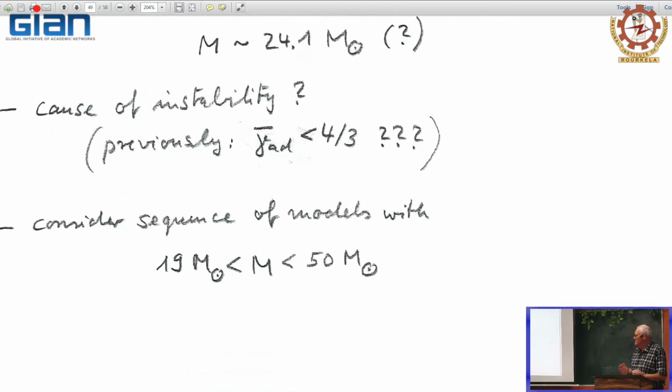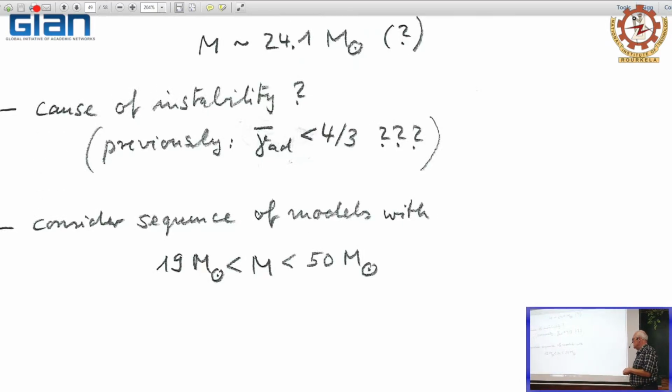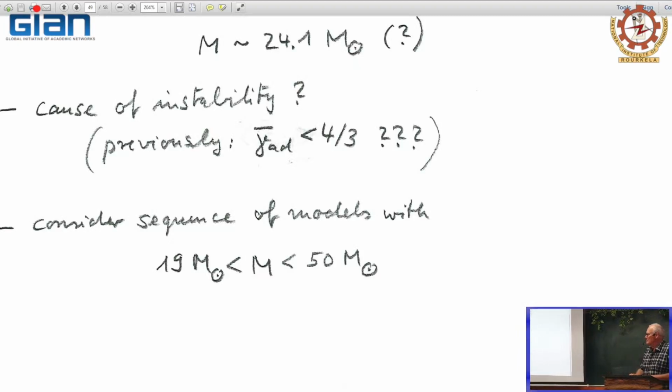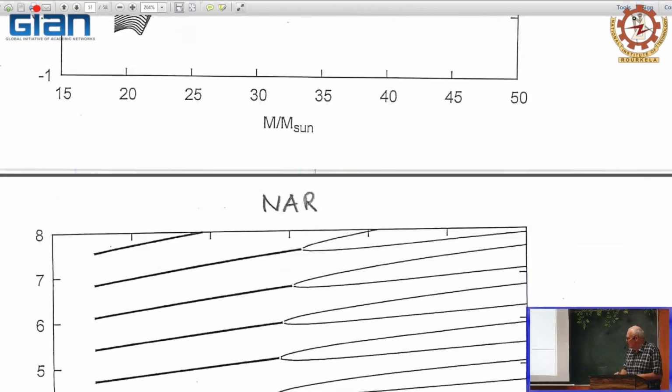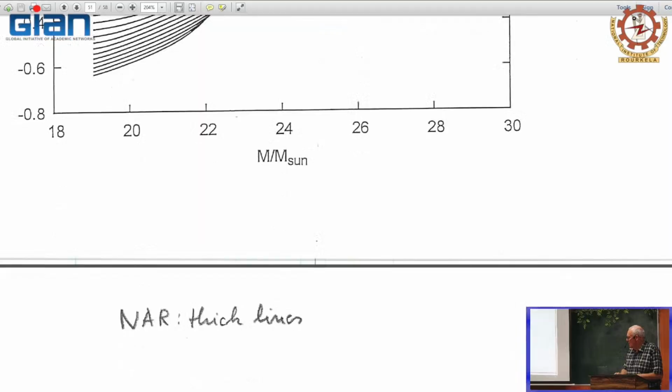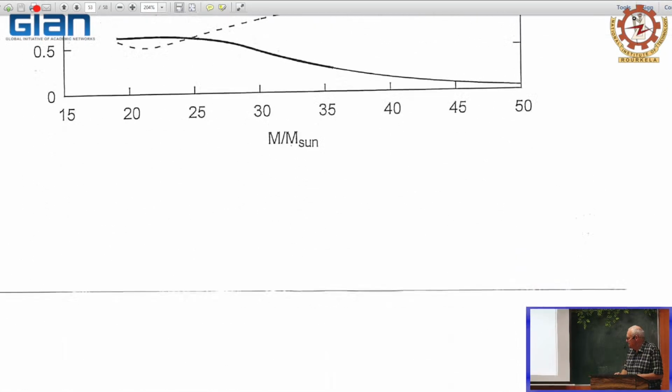Okay, in particular, let's address the question whether the common wisdom about these stars is really true. Okay, we consider now a sequence of models with masses between 19 and 50 solar masses. So let's go and consider first the structure of these stars, of these stellar models. So we consider first what the structure of these stars looks like.